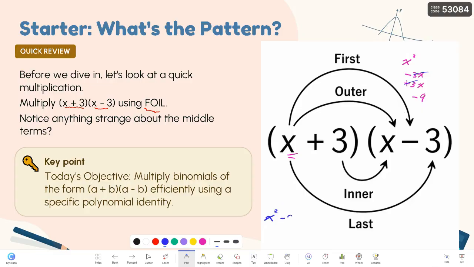So this would be the answer, and this answer has a special name. We call it a difference between two squares. Why is it a difference between two squares? Because the first term, x squared, is something squared, and the second term is something squared too. Basically we can notice that the second term is 3 squared. That's why we call this expression the difference between two squares.